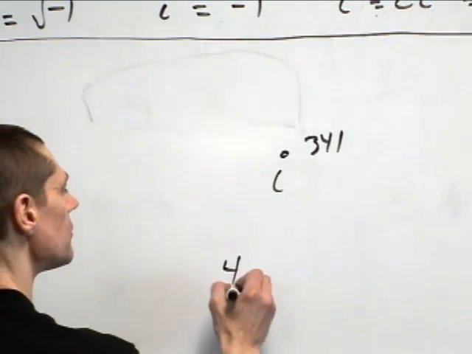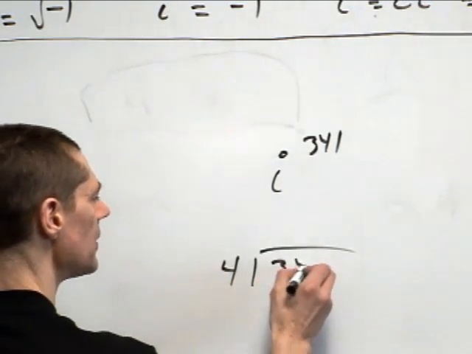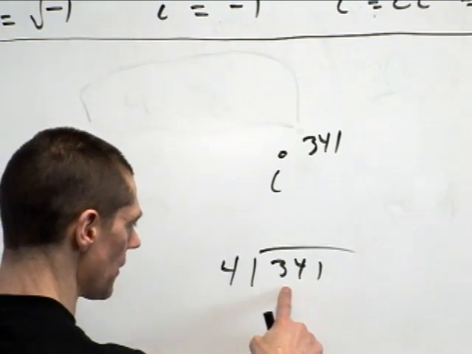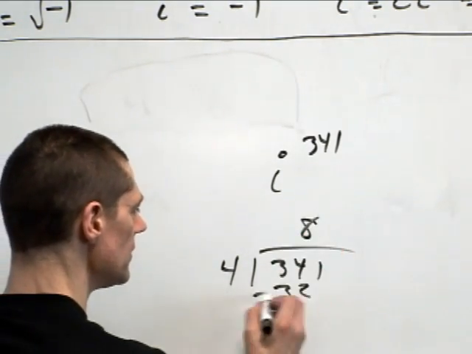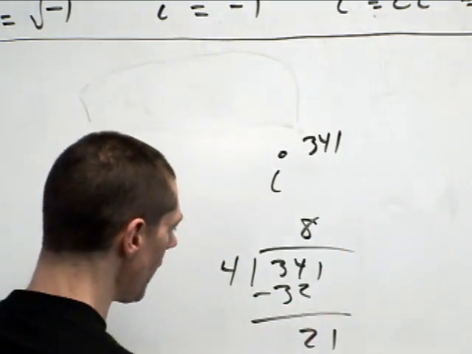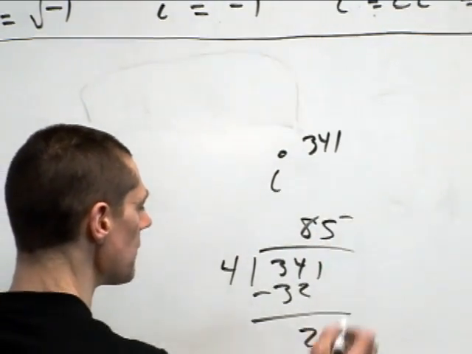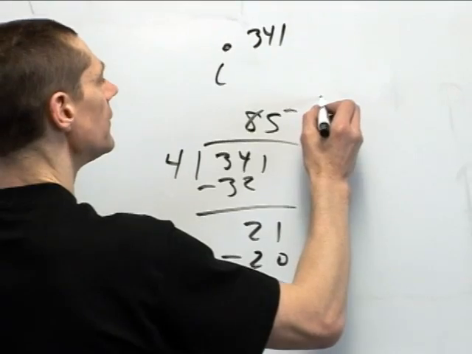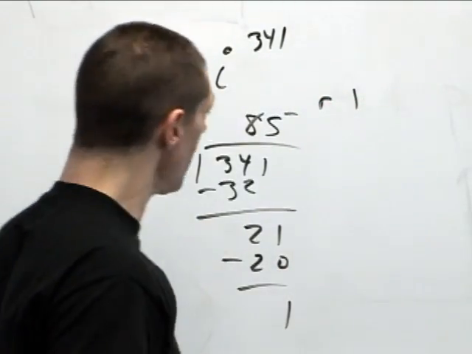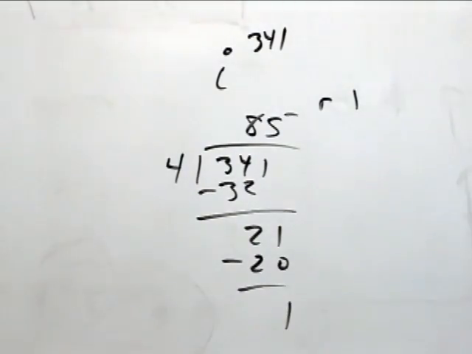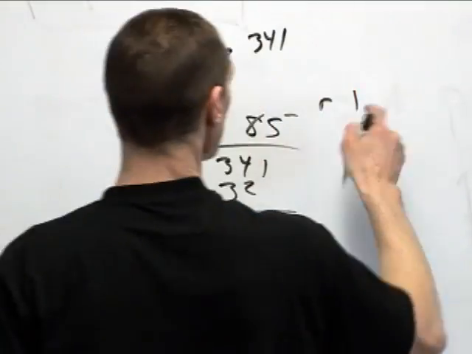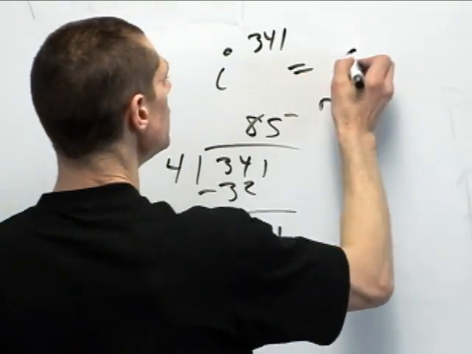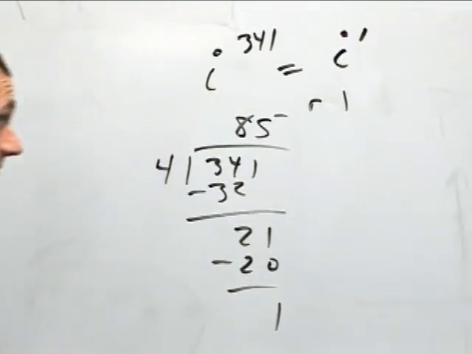So do this. We'll divide 341 by 4. This goes into 34 8 times, 32. We got 21, it goes into 21 5 times, 20, minus 1. So this goes in 85 times with a remainder of 1. Well, basically, this just spun out 85 times around the clock, and now it's right back where you started. This is equal to i to the 1.